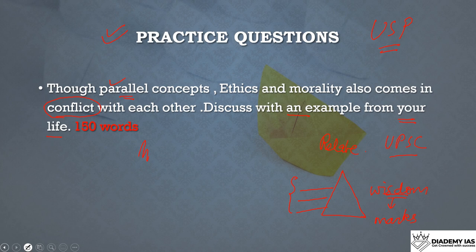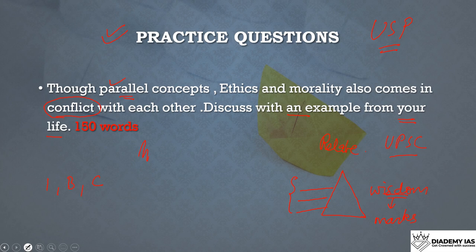So obviously in our structure we will have introduction, body, and conclusion. Briefly, in the introduction you can discuss how they are parallel concepts. In the body you can discuss why they come into conflict, and then you can give the example. Then you can end with a simple conclusion that there is no right or wrong, they both come together and come in conflict also, and in the end, should we focus on ethics or not. We'll discuss the conclusion when we come to it. So briefly this is the structure.